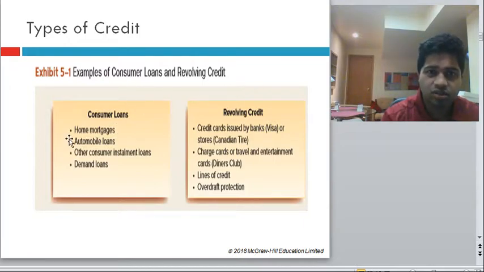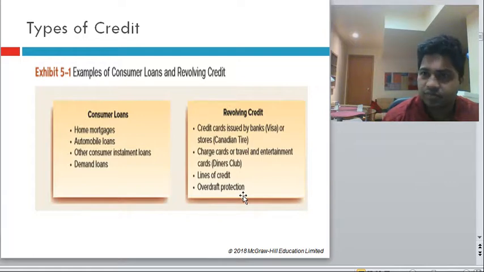Examples of consumer loans: housing loans, automobile loans, consumer installment loans, demand loans. Revolving credit: credit cards, charge cards or travel and entertainment cards. American Express is a travel card, like a Diners Club card. Line of credit and overdraft protection. Okay, so I'll explain each one of them.